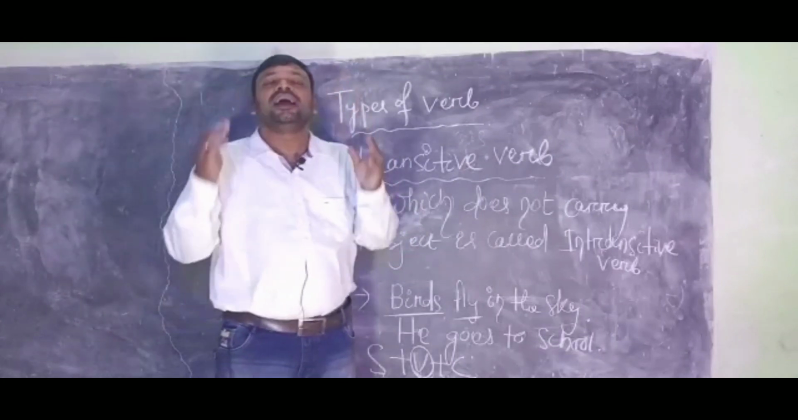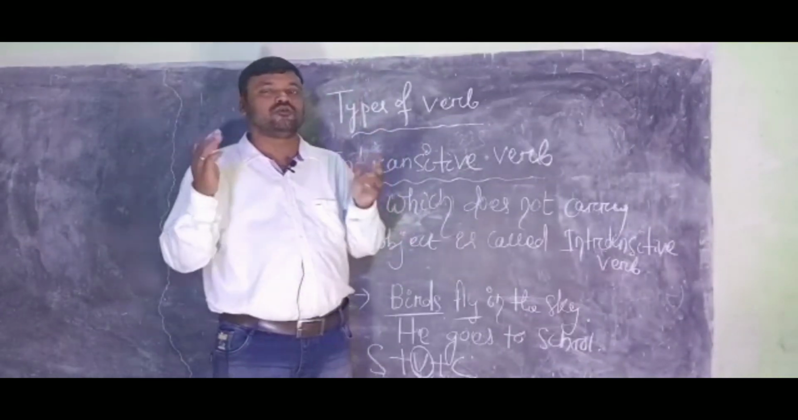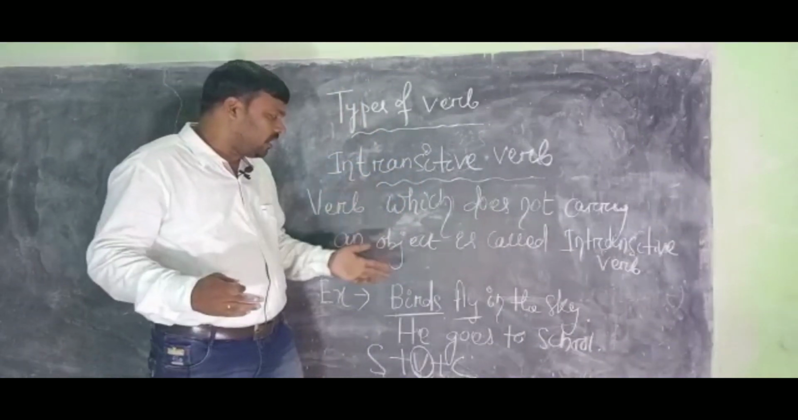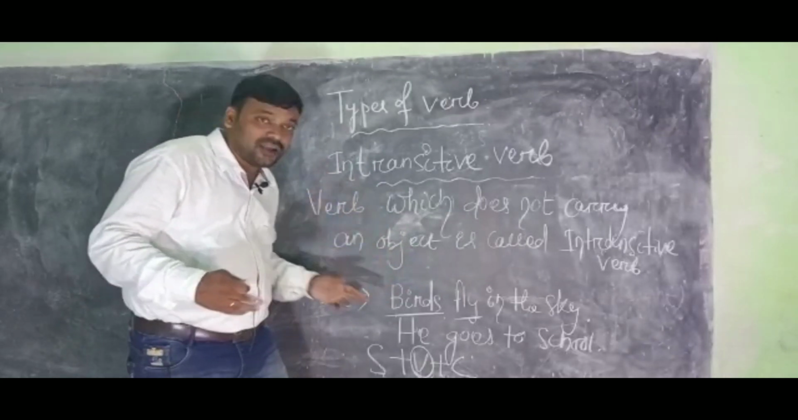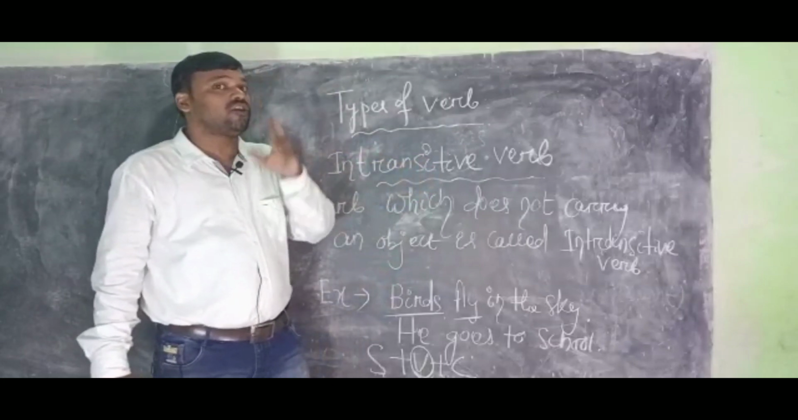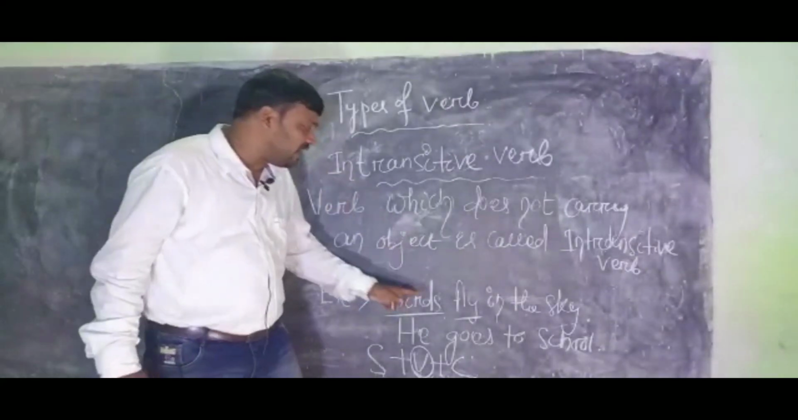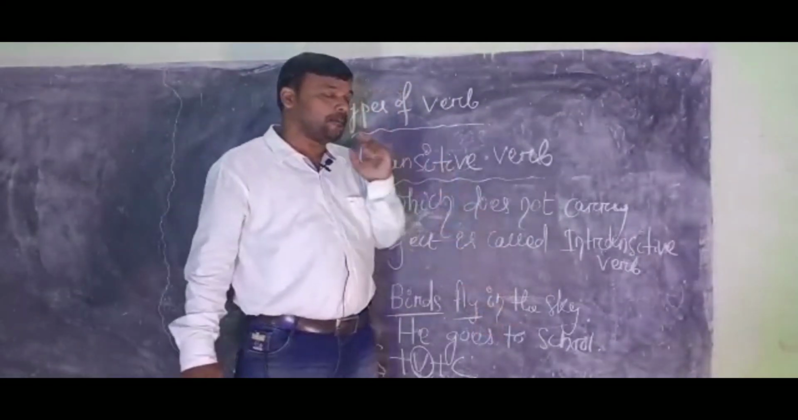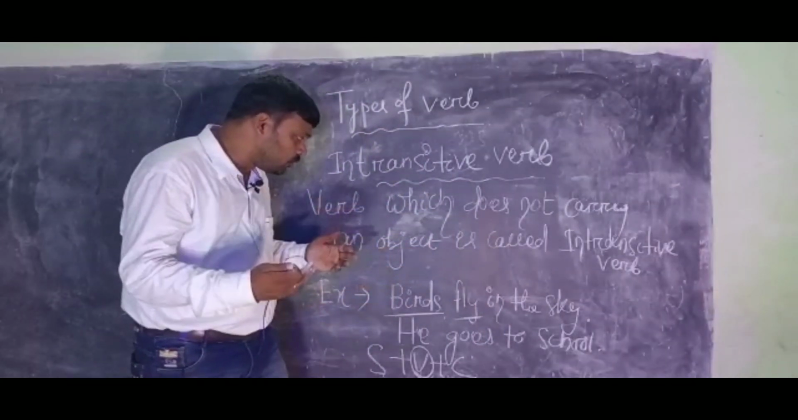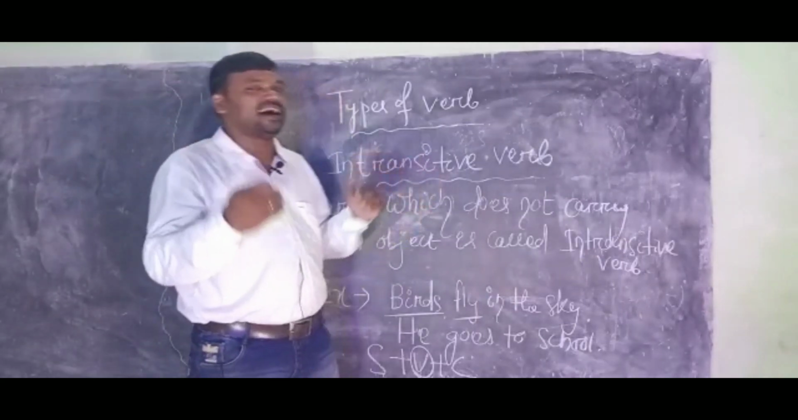A very simple way: we use two WH words. One is what and whom. If we take what and whom with the verb, if we ask only these two, otherwise other WH words are not used to find out an object. So if we are trying to find out whether it is an object or a complement, we use what. What do birds fly? We can't get any answer.